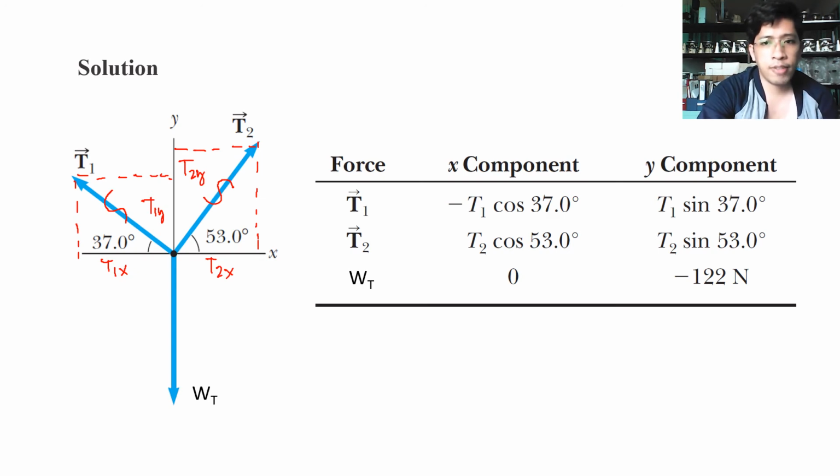So these are the components of your forces for your T1. We have a negative T1 cosine 37 degrees, and we have a positive T1 sine 37 degrees for the y component. For your T2, we have a positive T2 cosine 53 degrees and positive T2 sine 53 degrees for the x and y components respectively. And then lastly, for your weight, since it has no x component, it is 0 along the x. And we have negative 122 newtons for its y component, since it is again directed downwards.